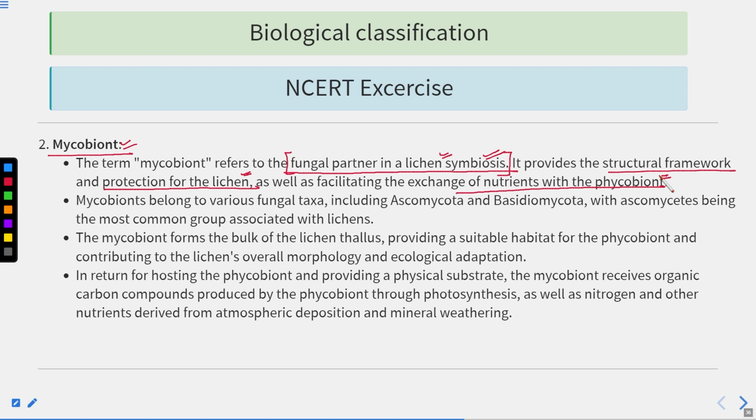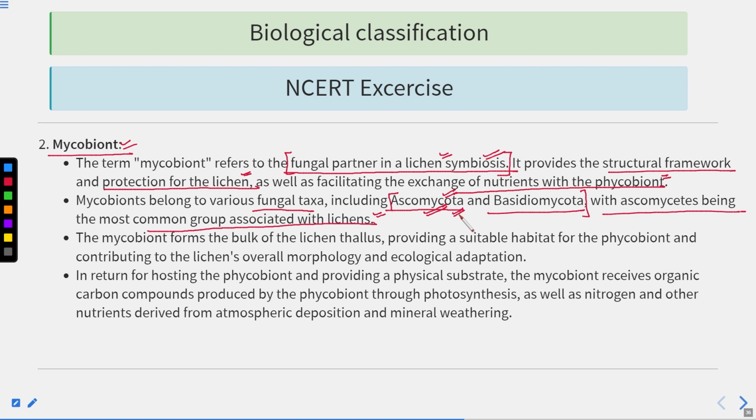So microbiome belongs to various fungal taxa, including the Ascomycota and Basidiomycota, with the Ascomycetes being the most common group associated with the lichen. Okay, so we know that Ascomycota and Basidiomycota are the two fungal taxa. According to the lichen which we know today, the Ascomycota is the most common type of fungal component we can see in the case of lichens.